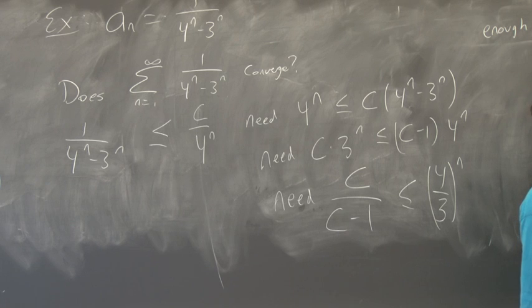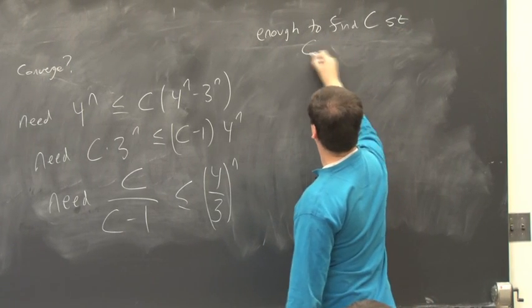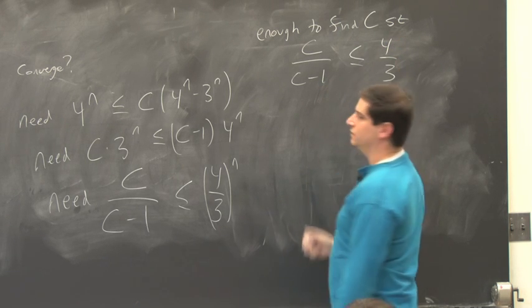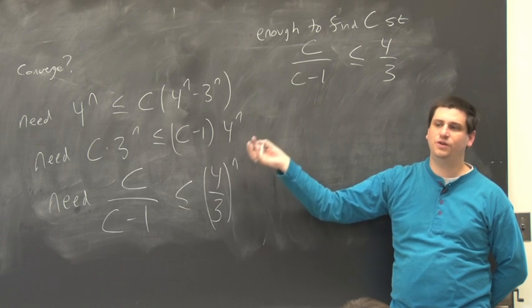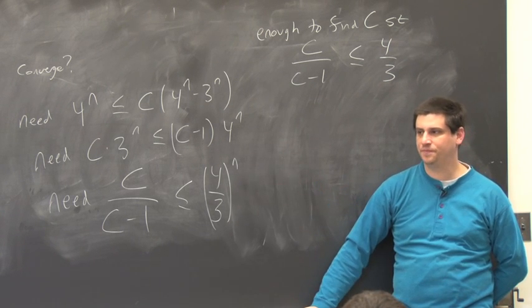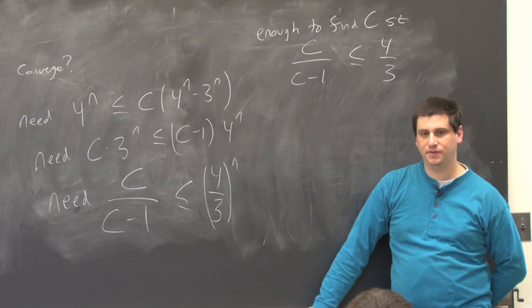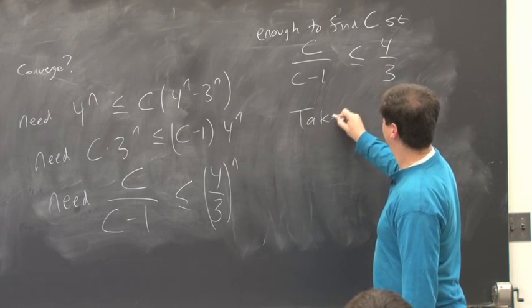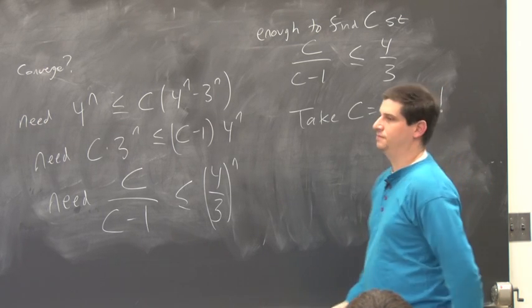So it's enough to find c so that c over c minus 1 is less than or equal to 4/3. Because if it's less than or equal to 4/3, it's less than or equal to 4/3 squared, 4/3 cubed, 4/3 to the 4th. Can anybody give me a value of c that works? Anything over 4. So if we take c equals 4, we win.